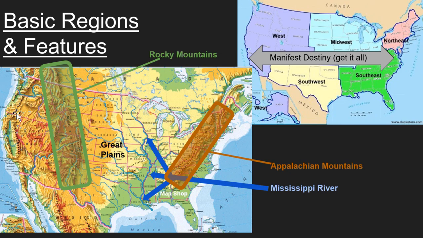Basic regions and features out west: we have California on the left side of your map, and then you have the Rocky Mountains in the green, and then the Great Plains is the central part. You have the blue arrows pointing to the Mississippi River, and then you have the brown areas, the Appalachian Mountains. At the upper right-hand side, you see Manifest Destiny. That's just the idea that it's our destiny to go from sea to shining sea. Our country wanted to keep gaining more and more land. Those are the different regions up there.